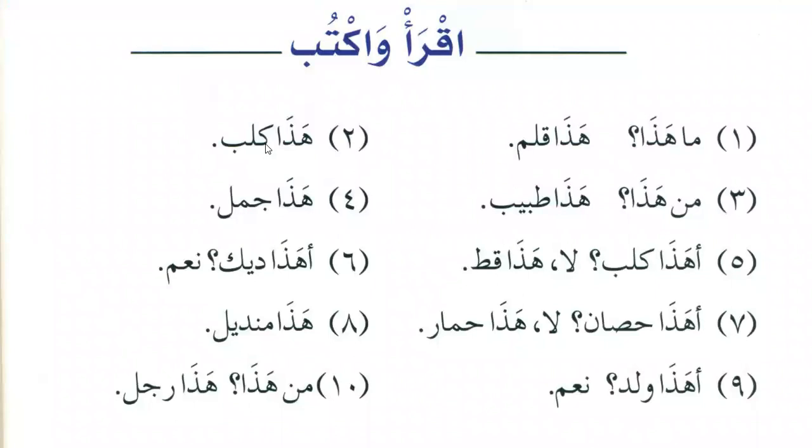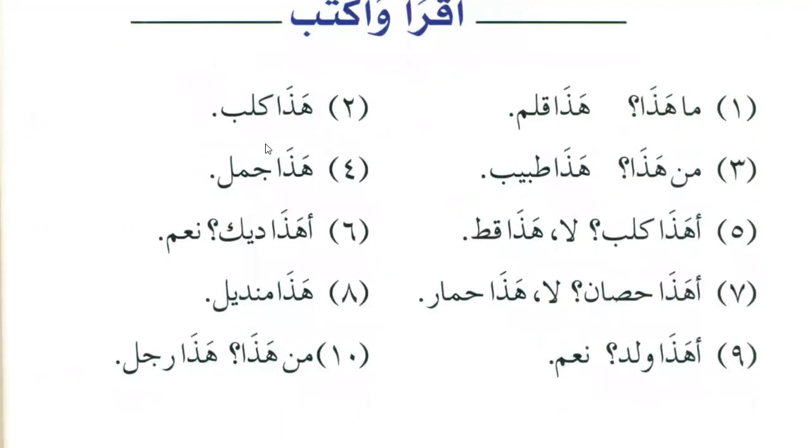Man hadha? Hadha tayyib. Tabib. Who? Tabib. Sorry. Man, who is this? This is a doctor. Hadha jamal. This is a camel. Am I reading it in the wrong order? No, it is correct.